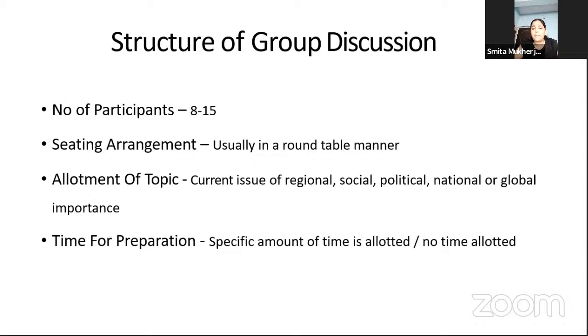All right, so then we talk about time for preparation. Generally, in any GD, you are given a topic, then you are given 2 to 3 minutes to just gather your thoughts, collect your thoughts, and so on and so forth.